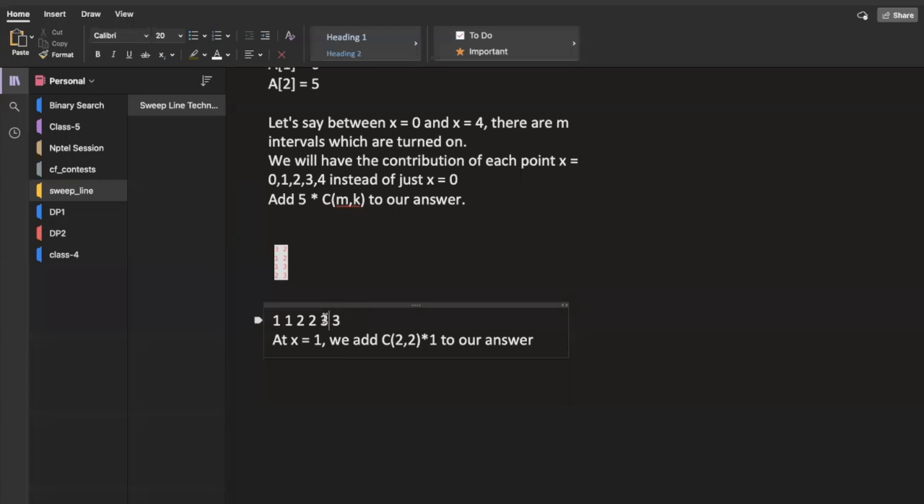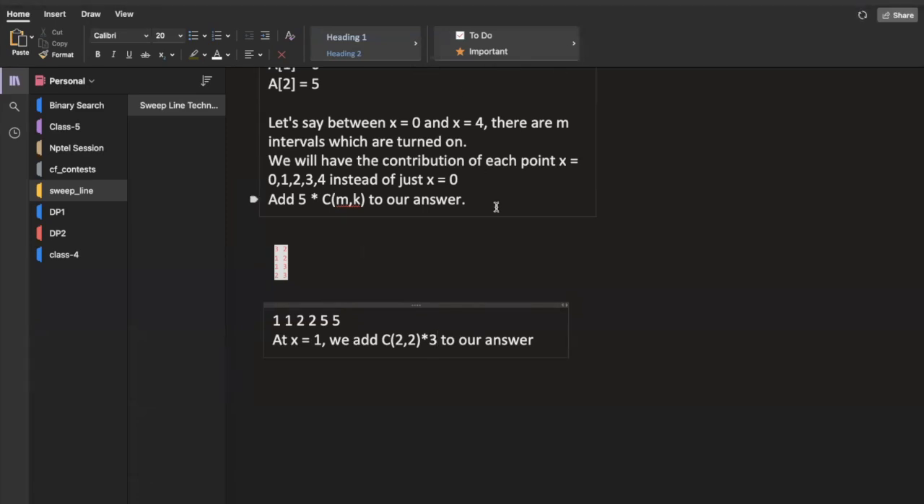No, so we will multiply it by 3 because we only are considering 2, 3, and 4. At x equals 5, the situation is changing, right? At x equals 2, 3, and 4, the situation is the same. But at x equals 5, the situation will change. So we will multiply it by 3 instead of 4.